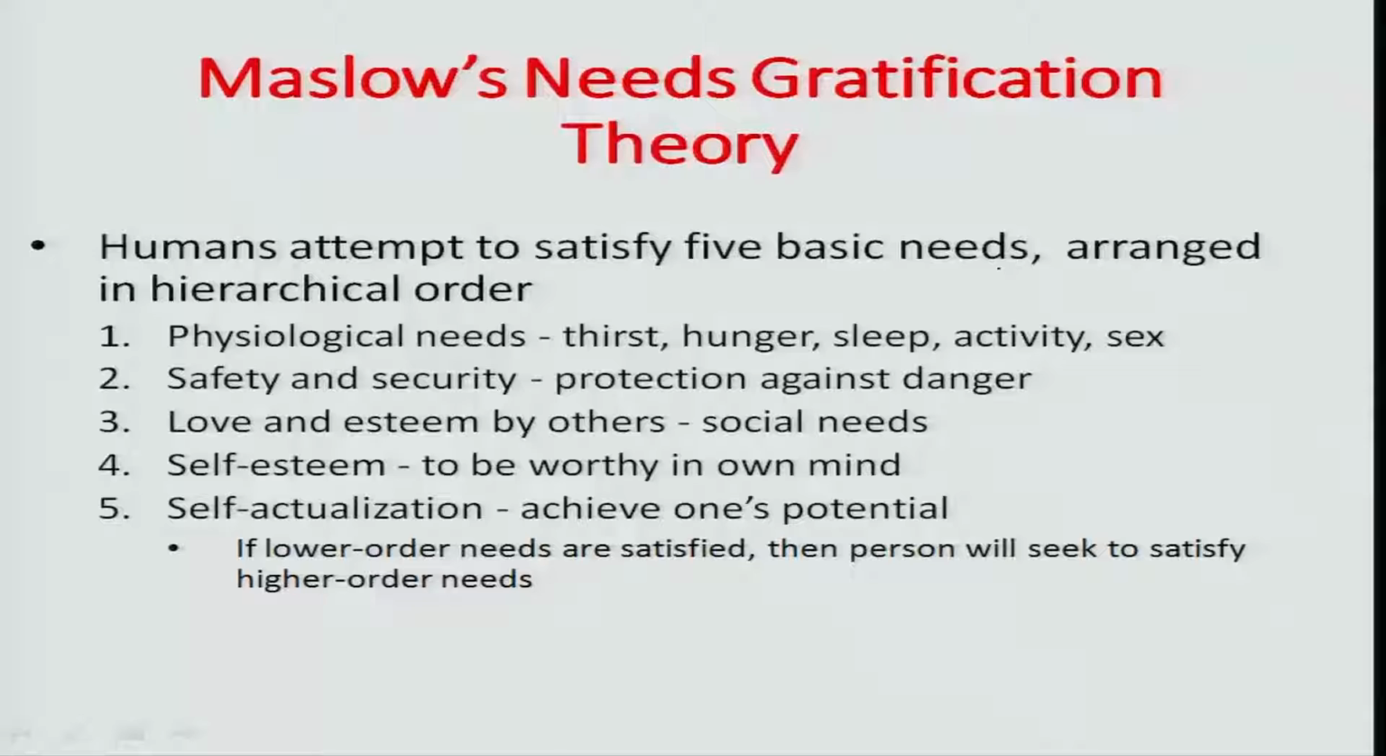The basic assumption here is that humans attempt to satisfy 5 basic needs, and that is in a pyramidal manner. It's arranged in a hierarchical order, and these needs can be classified into physiological needs. Physiological needs include needs related to thirst, hunger, sleep, activity, and so on. There are also safety and security needs, which are related to protection against danger. That's again a very important order.